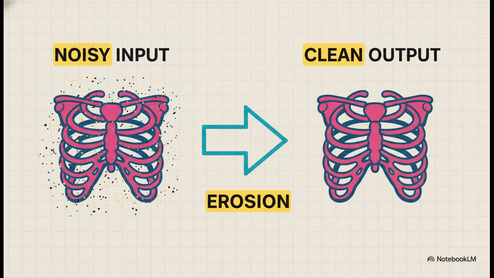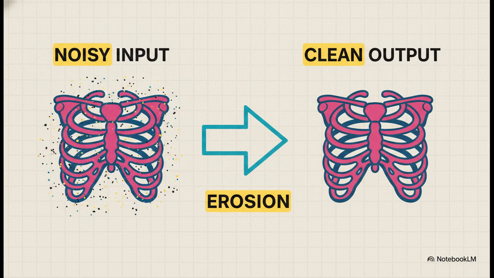So just remember this simple rule. Erosion is your shrinking tool. It makes the boundaries of your objects smaller. And this is incredibly useful for wiping away tiny speckles of unwanted noise. For instance, think of a medical X-ray image that has tiny white dots of dust or camera noise all over it.